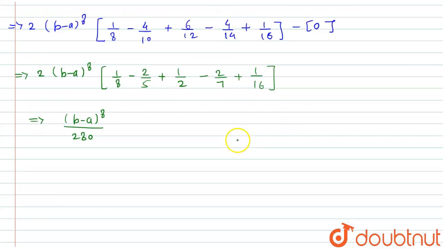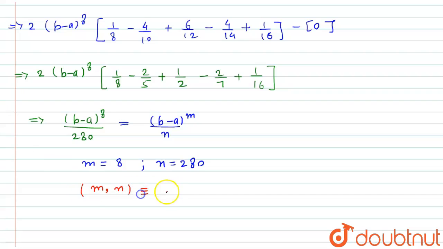So as per the question, the given value is equal to this much. On comparing with the given one, that is (b minus a) raised to m divided by n, we get the value of m equals 8 and the value of n equals 280. So here our final answer, m comma n, will be equal to 8 comma 280. And this is our final answer.